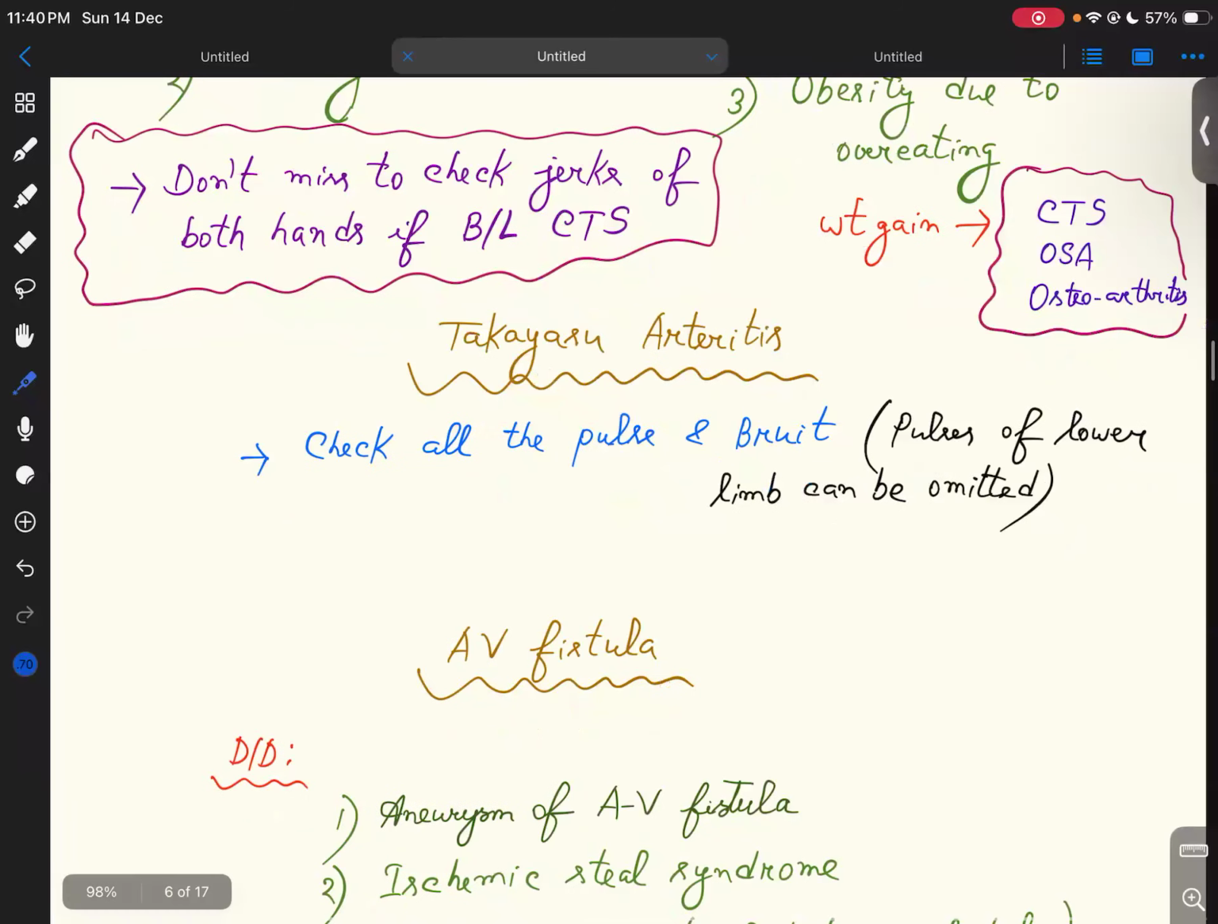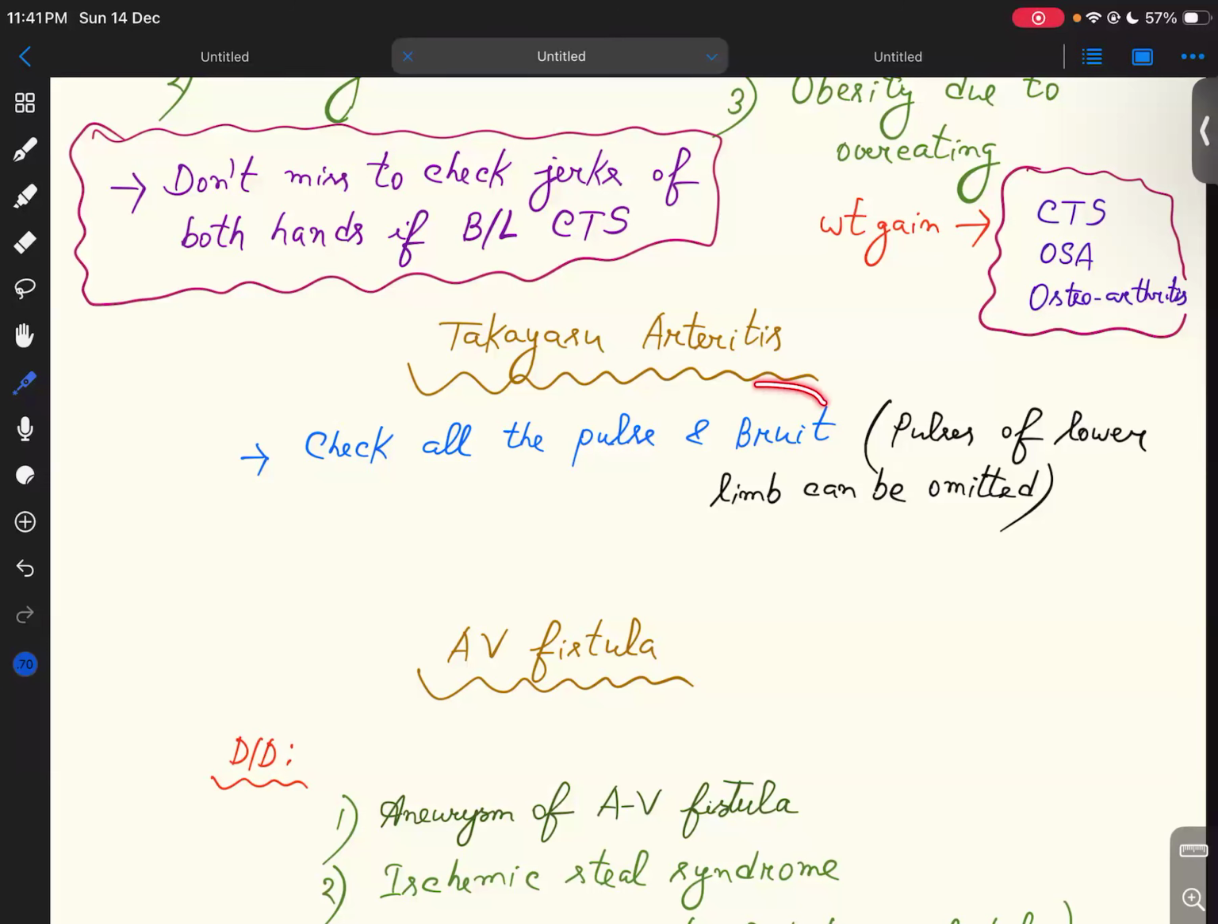And for this patient, we have to check every pulse. That is radial delay, radiofemoral delay. And also, we have to check for every bruit, like the carotid bruit, the subclavian bruit, and also the renal bruit. And where to check the subclavian bruit? It has to be checked below and above the clavicle on each side.